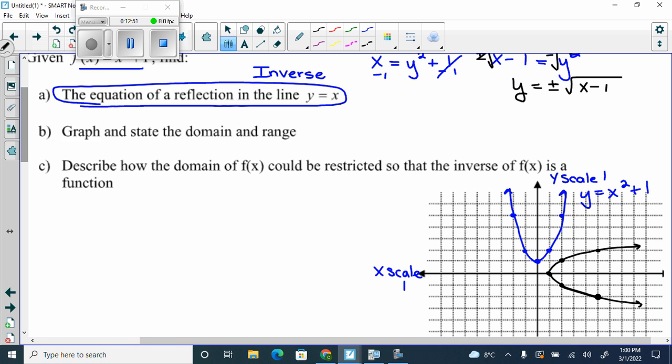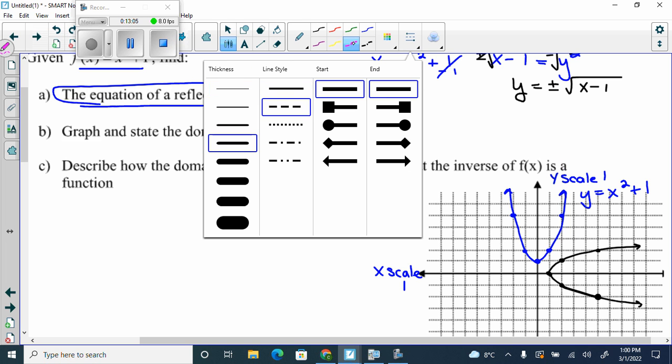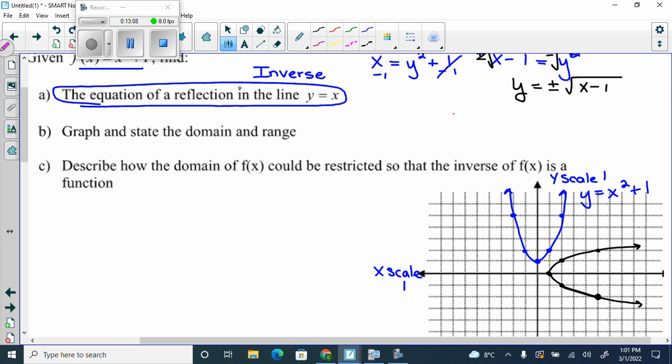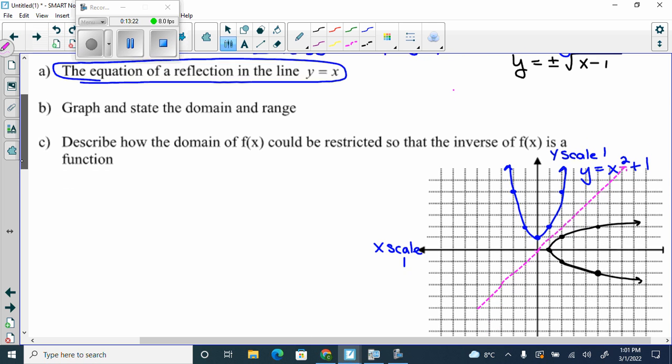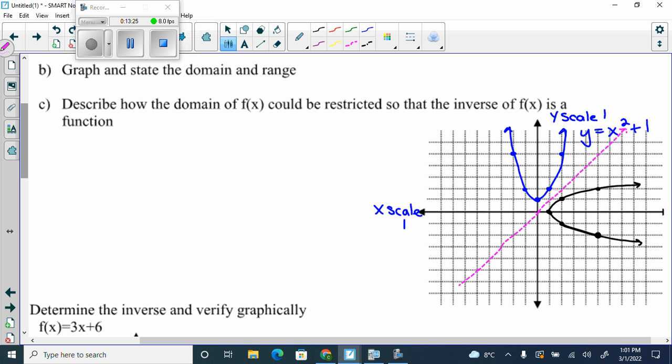Does it look correct? How can I check? What is it reflecting on? Line y equals x. I can sketch that. I can just throw that in there. I'm going to use this yellow. I'm going to use the pink. 0, 0, 1, 1, 2, 2, 3, 3. Ooh, getting curvy. Does it look like it's mirroring on there? Yeah.